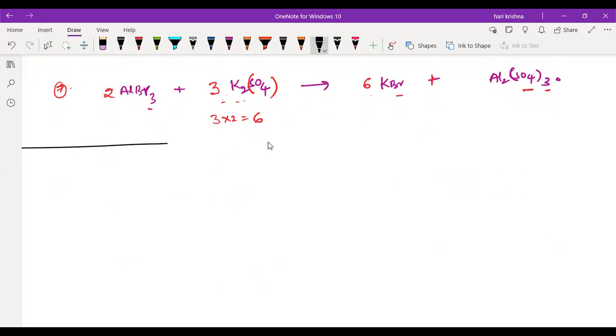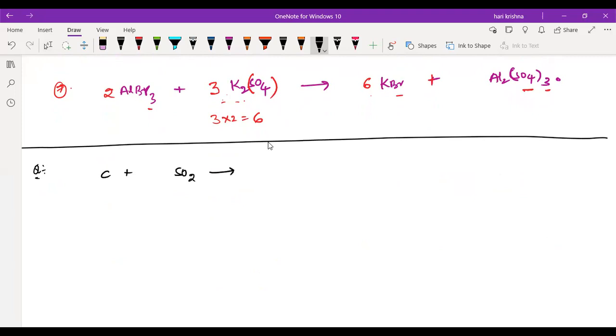So carbon plus SO2 will form CS2 plus CO. Okay, how to balance this one?